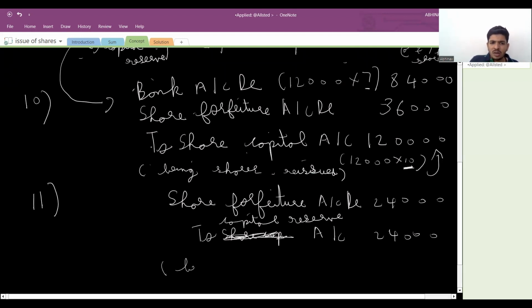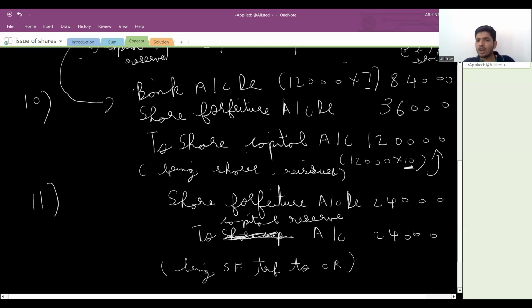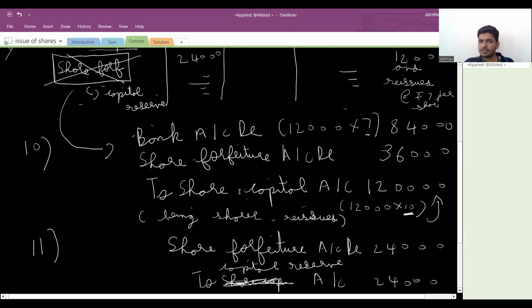So now, write being share forfeiture transferred to capital reserve. You write full name. I have just written in short forms. So this is the entire concept of this chapter.